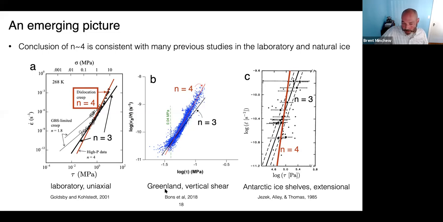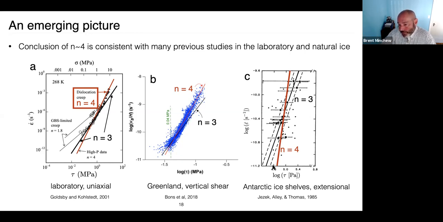Bons and others have looked at vertical shear within Greenland in the relatively slow flowing areas, and have fit a different model, still a simple model, to observational data, and come up with the conclusion that n equals 4. Interestingly, their data suggests something closer to n equals 4.1, somewhere around that region. And then the Jezek study that I showed before, the original study, they find a range of values, n equals 2.5, I think, if that's right, all the way up to n equals 4.1.